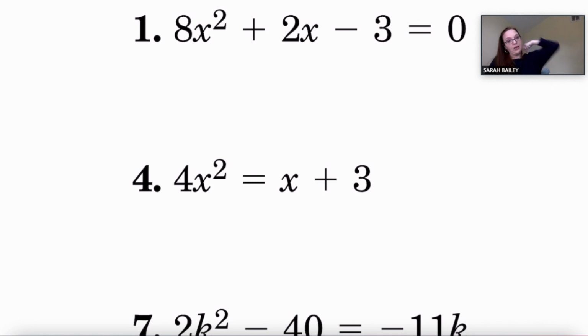Remember, you're going to do 8 times 3 first to give you 24, and then you want to list out the factors of 24.